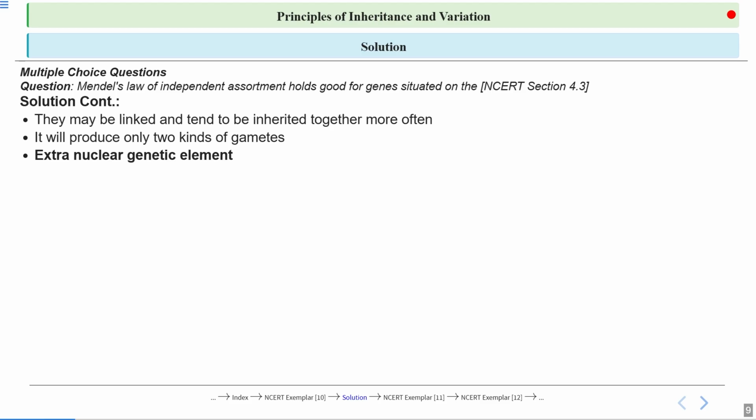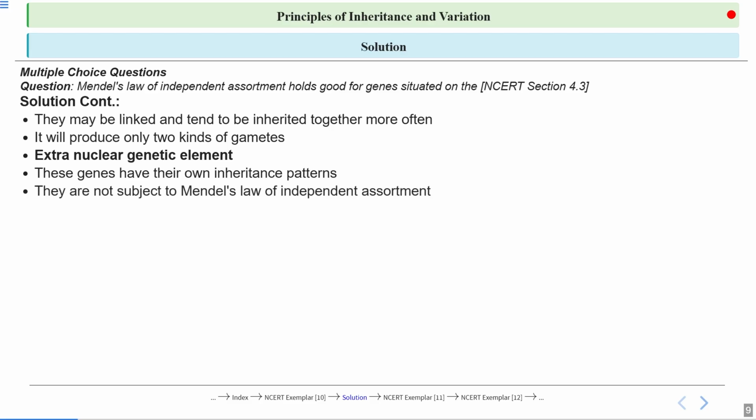One of the options was extranuclear genetic material. Extranuclear means outside the nucleus. The chromosomes are present within the nucleus, but some of the genetic material is also present outside the nucleus. This genetic material which is present outside the nucleus also does not follow the law of independent assortment. Clear? So these genes have their own inheritance patterns. They are not subjected to Mendel's law of independent assortment.